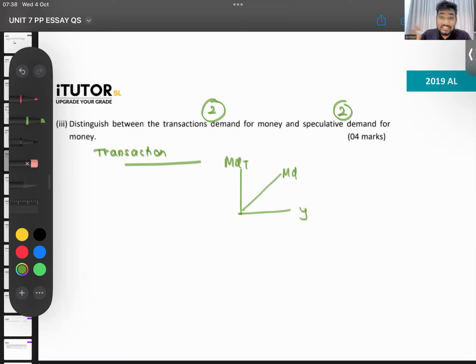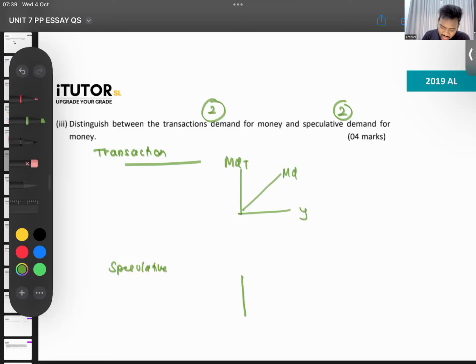And then now you're distinguishing. So don't just say speculative. After saying speculative, you can say on the other hand. See, you're showing the difference. That's why you use words like that. You can say on the other hand, speculative motive for demand is the money that people keep with them to make use of, let's say, future investment opportunities. The speculative motive will depend on the interest rates. And then you can say there is a negative relationship.